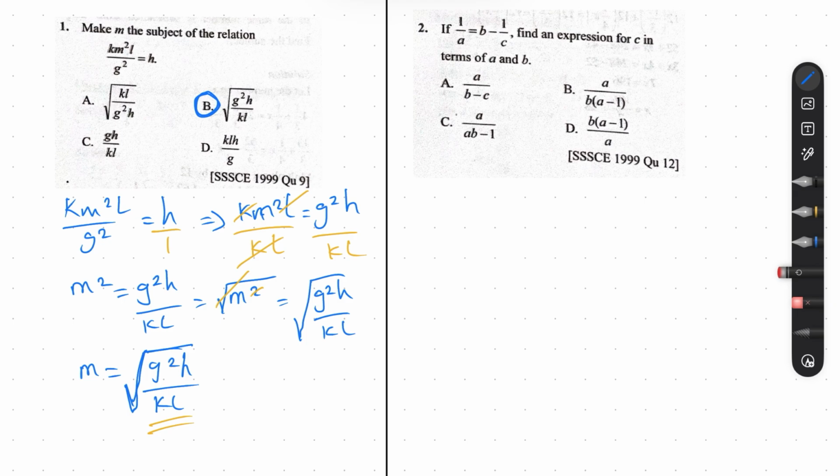So the easiest way to do this is to bring this whole expression to the left hand side, so that 1 over C will stand on its own. That's the easiest way we can do that right now. Okay, very fast. So let's do that. We have 1 over A equals B minus 1 over C. If we move this negative 1 over C to the left hand side, it becomes 1 over C.